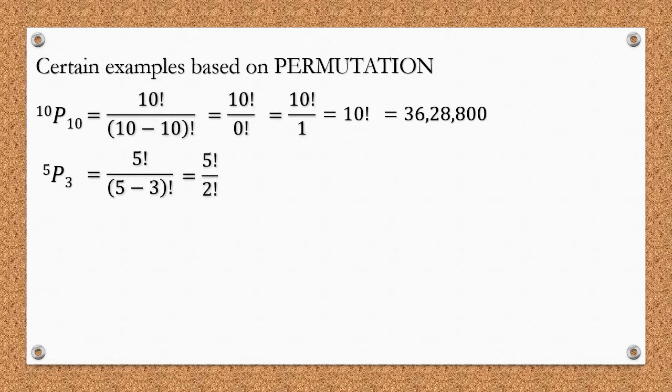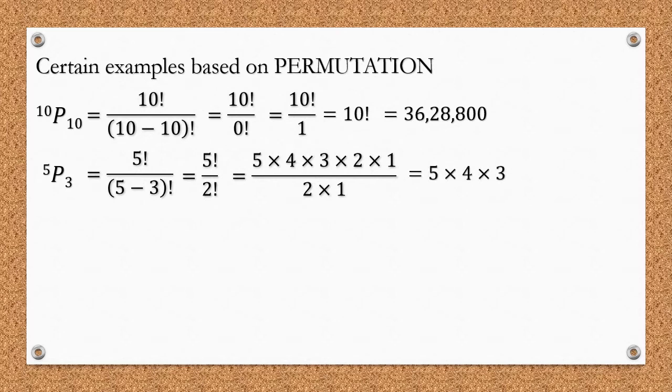Now if I start expanding 5, it becomes 5, 4, 3, 2, 1. In the division, 2 factorial is 2 into 1. Okay, so when I cancel 2 into 1 in the numerator and denominator, I am left with 5 into 4 into 3, and the answer is 60. Let's go one more step here. That is 6p2. That is 6 factorial in the numerator, in the denominator 6 minus 2 factorial. So that is 6 factorial upon 4 factorial.